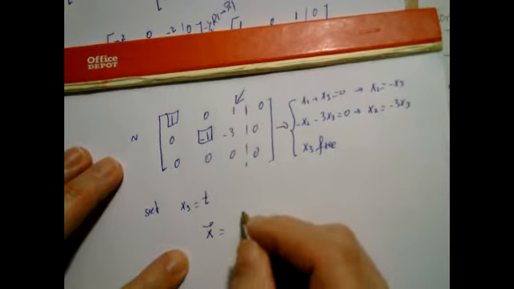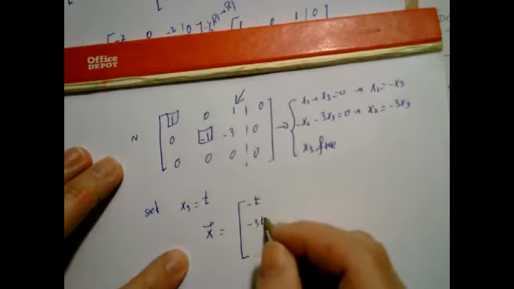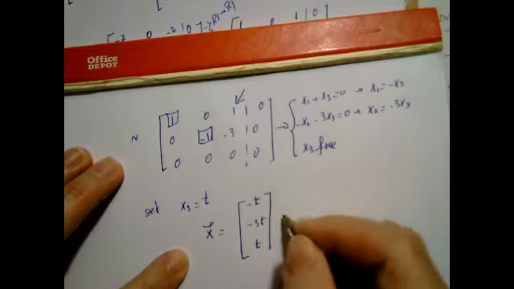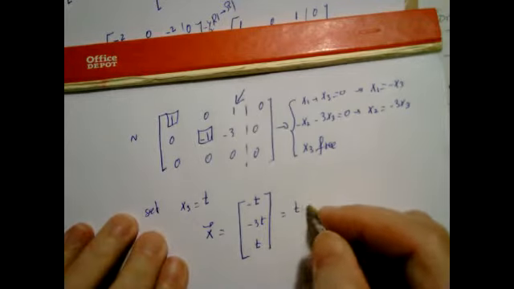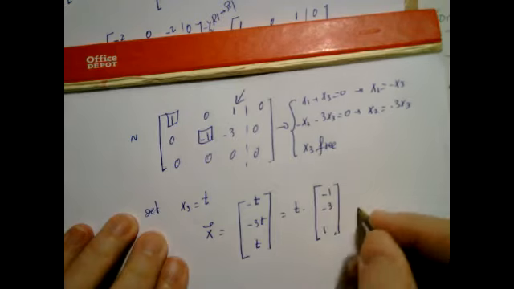Now, as usual, I call T my free variable, and I rewrite the solution in vector form. So it's going to give me negative T, negative 3T, and T. I factor out my T, which gives me minus 1, minus 3, and 1.